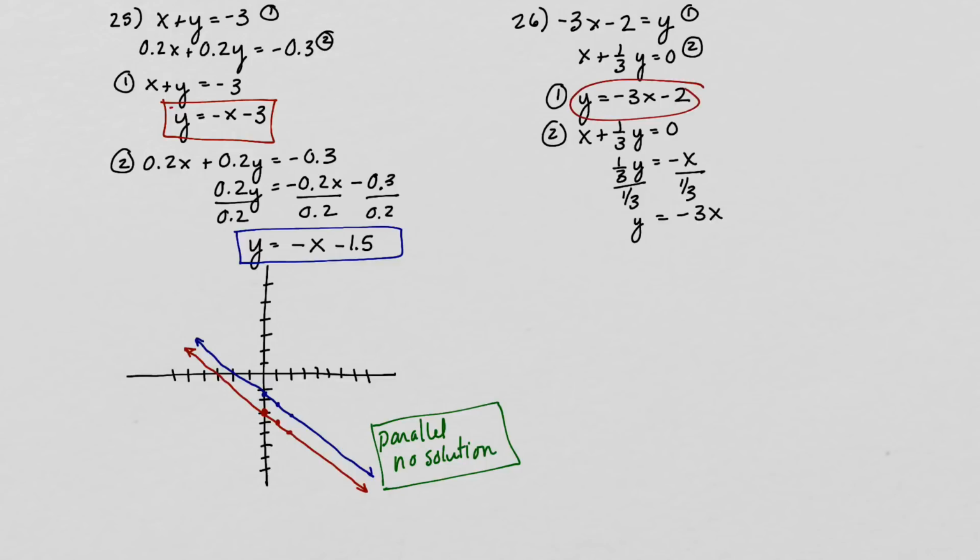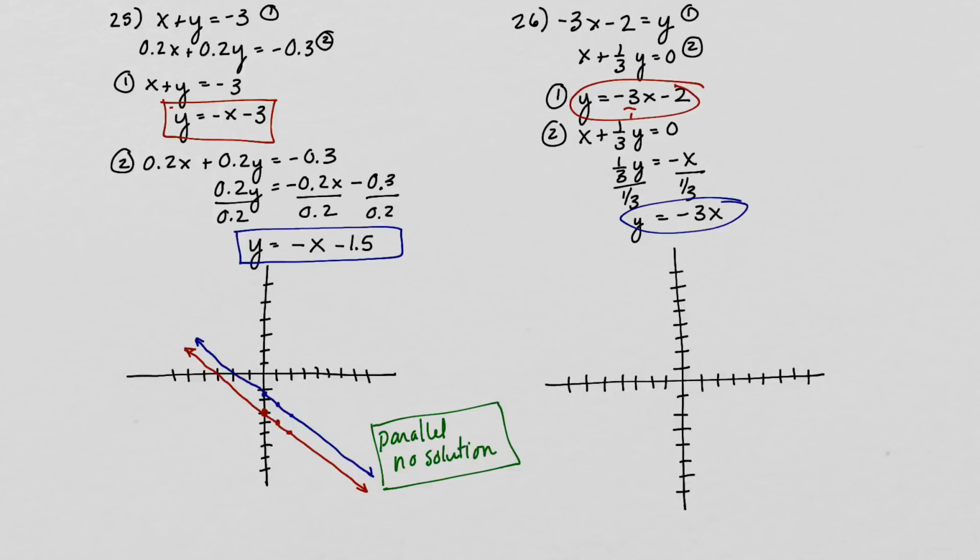So again, we'll graph this first one in red, and we'll graph the second one in blue. So let me make my axes here. Get a couple points going. Okay, so in this first one here, I'm going to go to negative 2, and then I'm going to use that slope of negative 3. So I'm going to go down 3 and over 1, because remember, this is the same as negative 3 over 1.